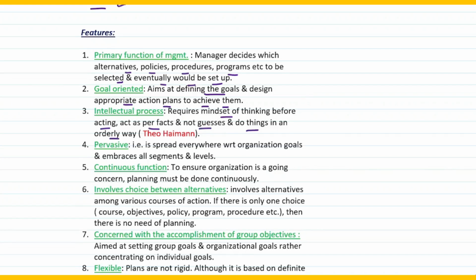Now who has said this? This was said by Theo Haimann, right? Please remember this name. So basically it's an intellectual process. So you require a mindset of thinking before acting.